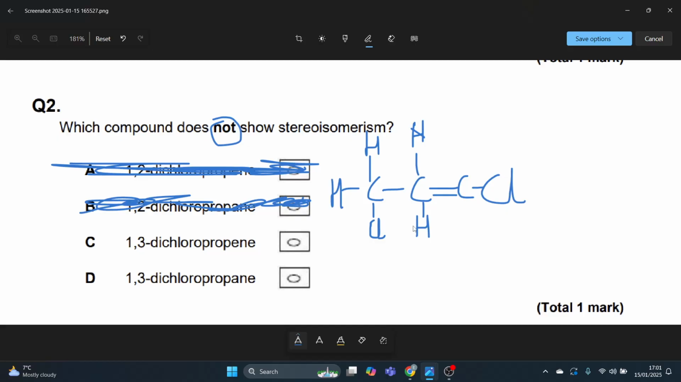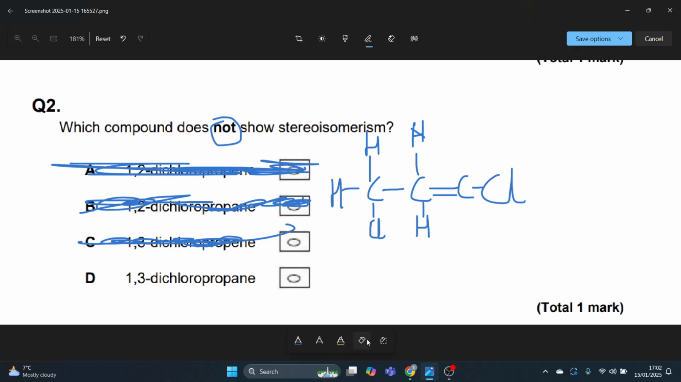It doesn't have a chiral carbon. However, that doesn't mean it won't show stereoisomerism, because the two groups attached to the first carbon are hydrogen and Cl, and the two groups attached to the second carbon are hydrogen and your CHCl group. So you've got your cis isomer and your trans isomer. Therefore, it's also not going to be that.